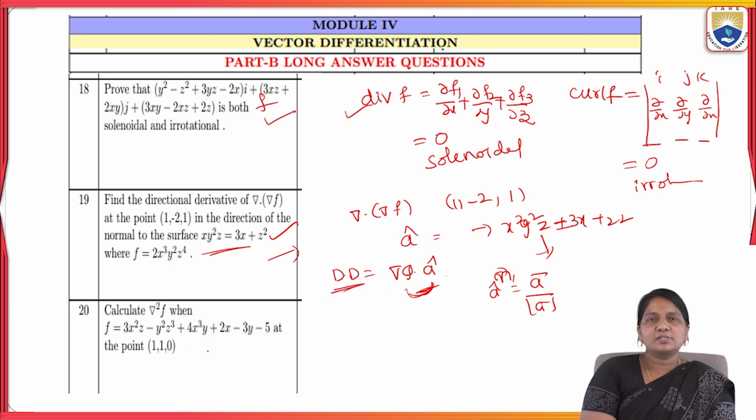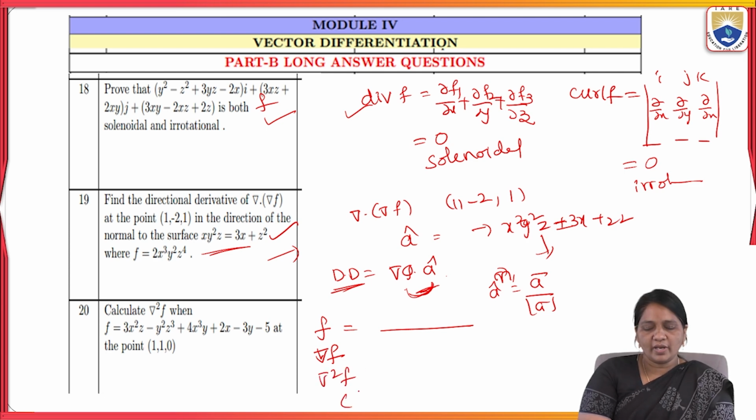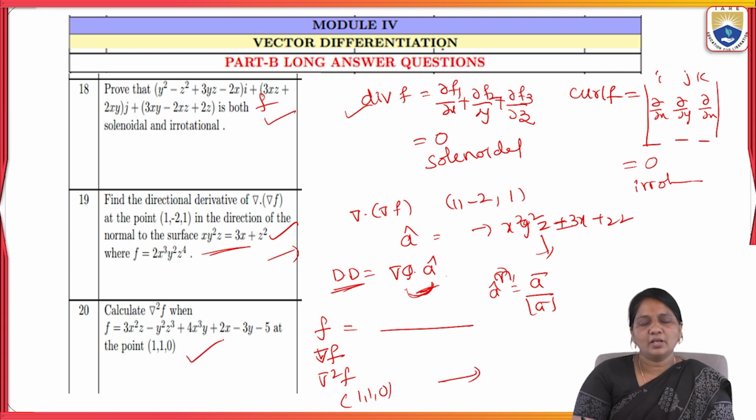to get the directional derivative. Here see, calculate del square f. What we have to calculate here? Del square f. So f we know. First we can calculate del f value, after that del square f value at the point 1 comma 0. Then finally you can get del square f value at the point 1 comma 0. So this is the way to solve the problems by using the formulas of the divergence, curl and gradient.